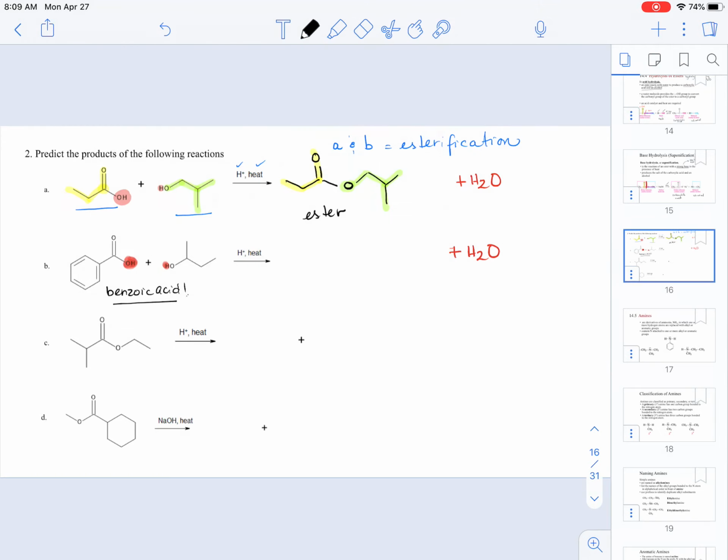And the product of the reaction is going to be the benzene ring, the C double bond O, bonded now to oxygen. That oxygen is bonded to the methyl group, to an ethyl group on the other side. So that will be the product of the second reaction.